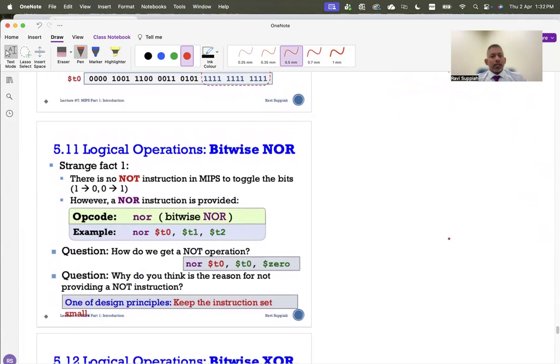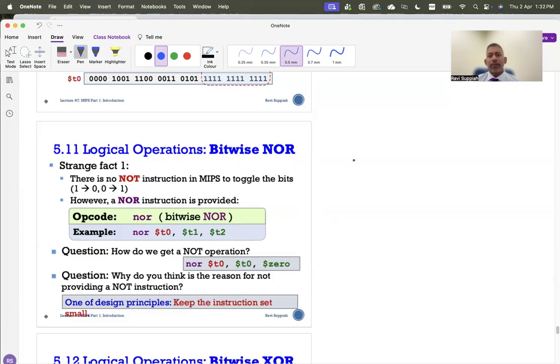So what is NOR? NOR, like we said, is the opposite of OR. That means only if the two bits are 0, then the output is a 1. Interestingly, in the MIPS processor, we do not have a NOT instruction. NOT means to invert. That means 1 becomes 0, 0 becomes 1. In the MIPS architecture, there is no NOT instruction, but there is a NOR instruction. And how do we use NOR to get a NOT? We can do a NOR with a 0.